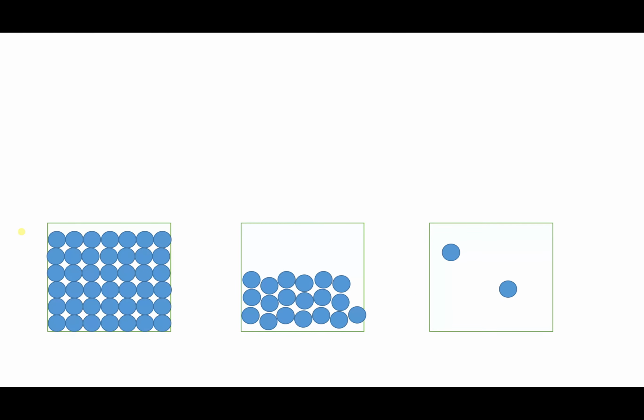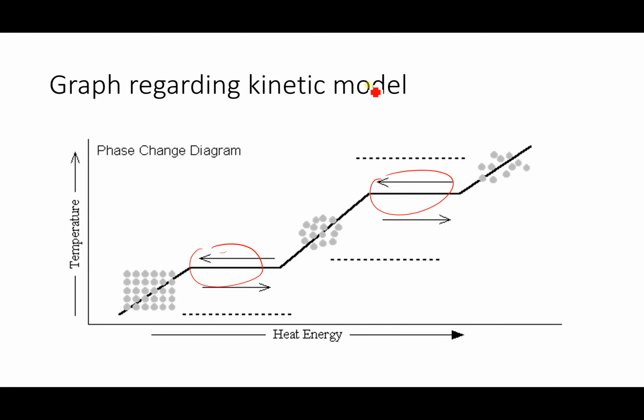We talked about the intermolecular forces and the arrangement of particles, and how strong they are. The closer they are, the stronger the force. Then we talked about the phase diagram and the graph relating to the kinetic model. We said that during melting and boiling processes, there is no change in temperature.